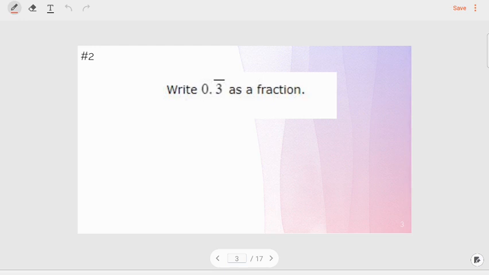Now on the other hand, if it asks me to write a repeating decimal as a fraction, I'm going to start the same way. I'm going to write that number on top of my fraction, but instead of a 1 and then a bunch of zeros, I'm going to have just some 9s. Because 3 is only one digit, I'm going to place one 9. If it asks me to simplify, I could simplify it to 1/3.